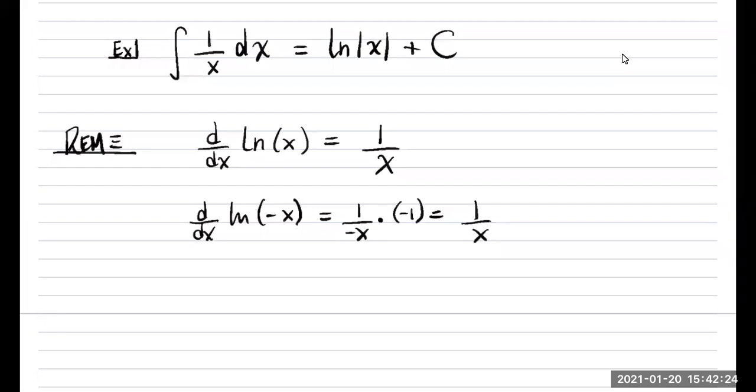Okay, but notice that the 1 over x, which is the reciprocal function, that's the same as this right here. So in other words, that's equal to 1 over x. How about that? So the derivative of the logarithm of x is the same as the derivative of the logarithm of negative x.